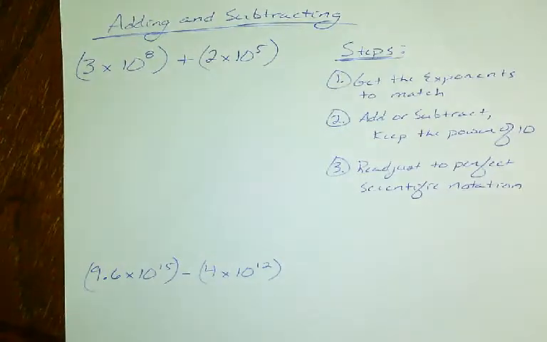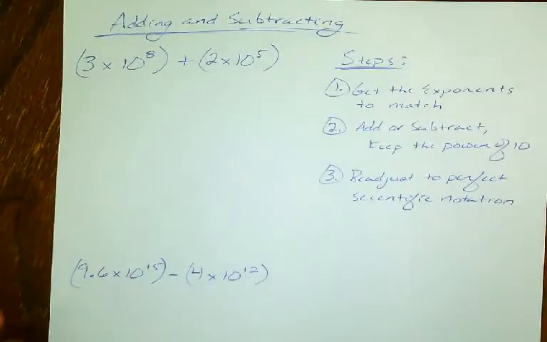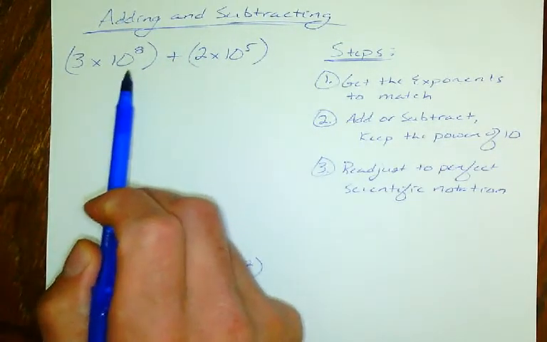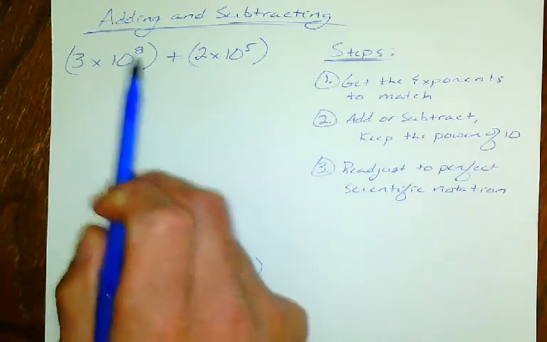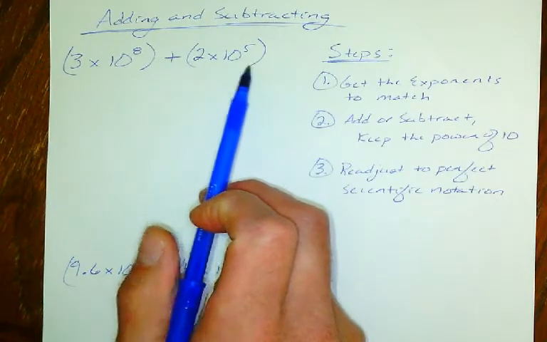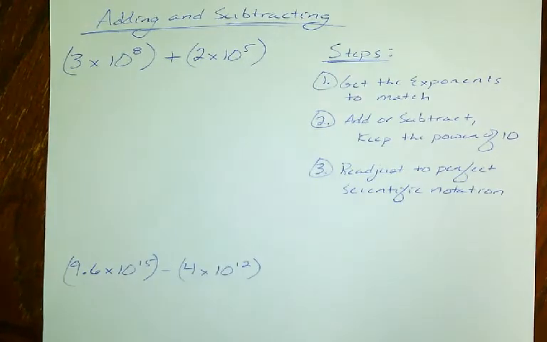Right, so far you guys have multiplied and divided numbers with scientific notation. This week we are going to learn how to add and subtract numbers written in scientific notation. So I have an example here. We have 3 times 10 to the 8th. That's roughly the speed of light. That's a really big number. Plus 2 times 10 to the 5th, which is also a pretty significant number.